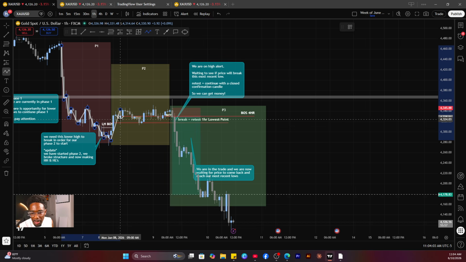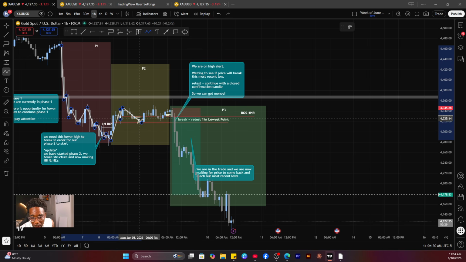So I should have came back here and then came here, and then you got this, which you're on high alert because it's now broke your previous higher low. But guess what? It didn't give us the steps that we need. We need a close candle. We need a break, a retest, and a close confirmation candle. The close confirmation candle would have been another great candle coming to the downside.